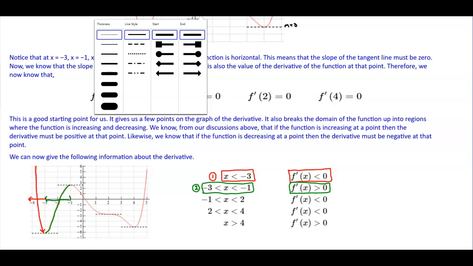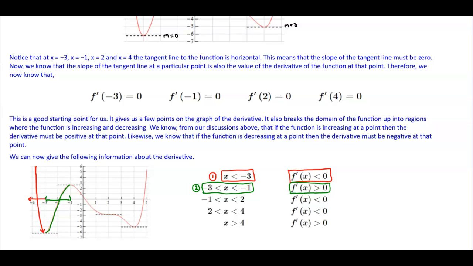Okay, next, we want to take a look at the values of when x is in between -1 and 2. In between -1 and 2, we can see that the function is going in a decreasing direction. And since it is decreasing, we know that our tangent lines on that curve are going to be negative. So that means that f prime of x is going to be less than 0.